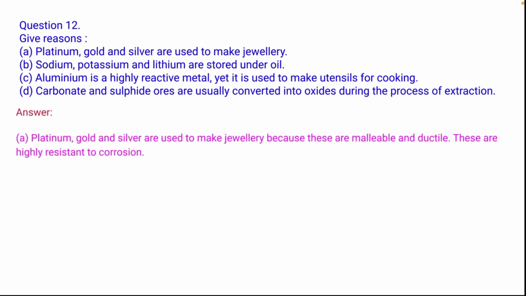Let's see the answer. Platinum, gold and silver are used to make jewelry because these are malleable and ductile. These are highly resistant to corrosion. So children, they are noble metals. That is the main reason they are used to make jewelry. When they come in contact with liquids like acids or bases, they do not react, and they are highly malleable as well as ductile. So they are used to make jewelry.